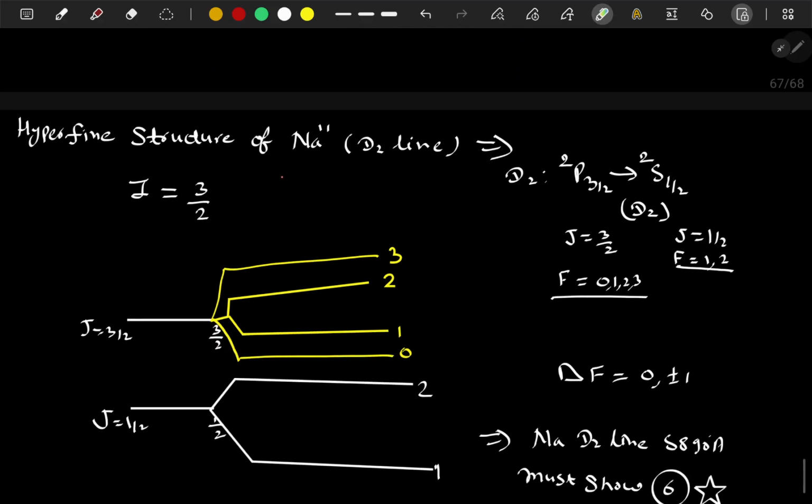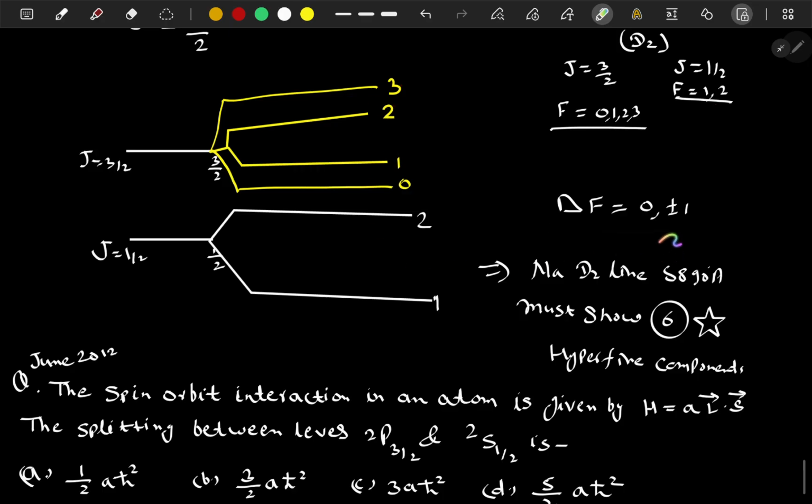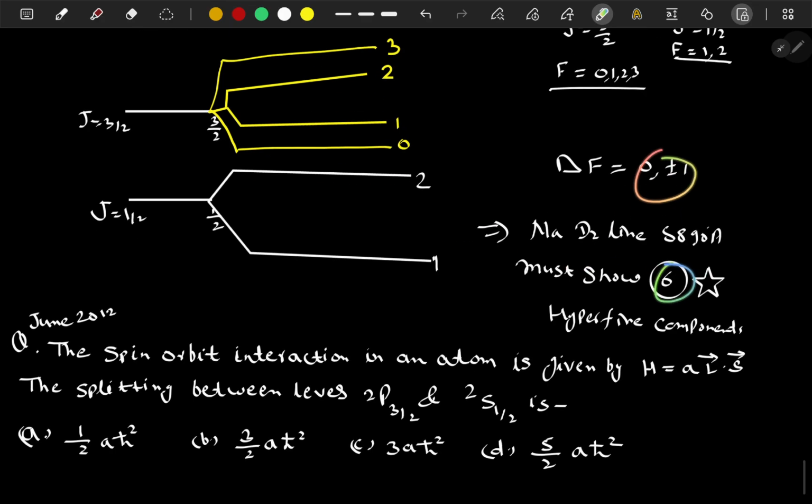Now hyperfine splitting of the sodium D2 line. Sodium D2 line is P3/2 to S1/2. This is the D2 line, higher energy, lower wavelength, 5890 angstrom. So J equal to 3/2 and J equal to 1/2. Here F equal to 0, 1, 2, 3, and here F equal to 1 and 2, calculated from I minus J to I plus J. So 3/2 will be split into 0, 1, 2, 3 and 1/2 into 1 and 2. Check the splitting with delta F equal to 0, plus or minus 1. We are having 6 hyperfine components.